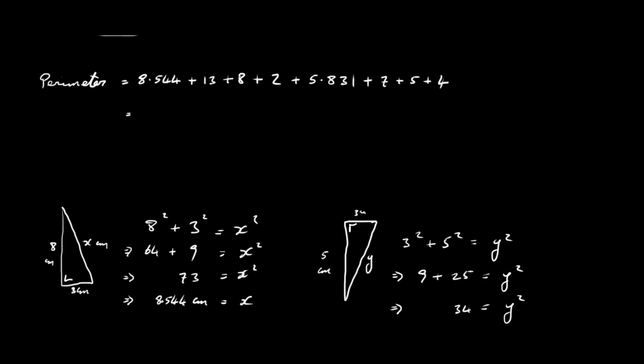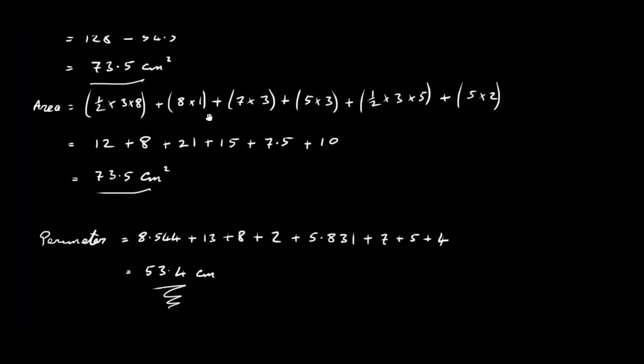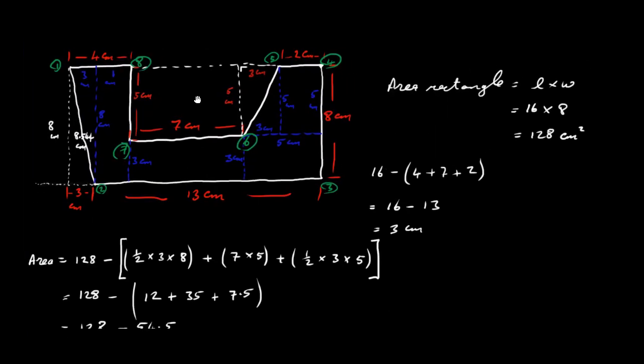Okay, so we've got to just add all of these up. If you add all of those up, you get 53.4. It's going to be 53.4 centimeters. So this here is the perimeter of the shape. It's what distance you have to walk, if you like. If you walked from here down to here, across, up, and then back to here again, you would walk 53.4 centimeters. Okay, and that's it for this particular video.